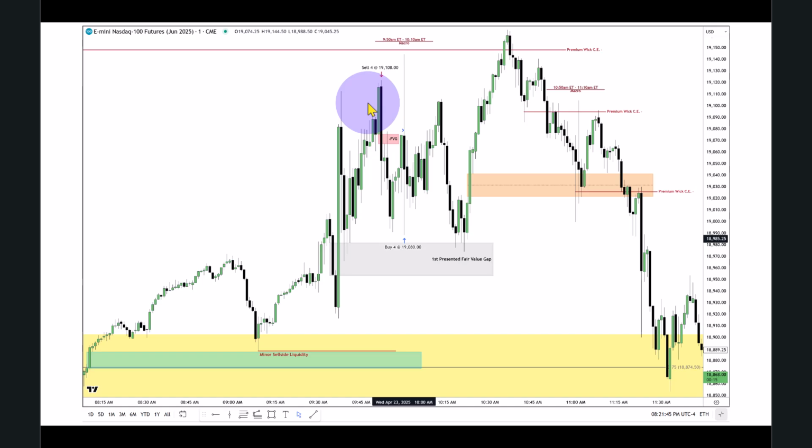So I told everyone once this occurred here, I said, okay, turn your charts off. Trust me. And then it went back and forth, hem and haw, dropped down into the first fair value gap, then rallied up to that premium with consequent encouragement, and then started its maneuver back down. This type of thing's going to happen to you.